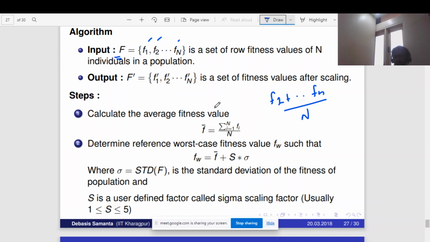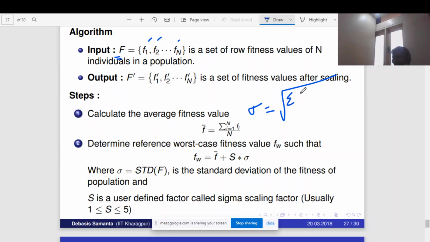What's the formula for standard deviation? Sigma equals the root of the summation of xi minus mu, where mu is the average or mean, the whole squared, divided by n, right? Sigma is given like this.